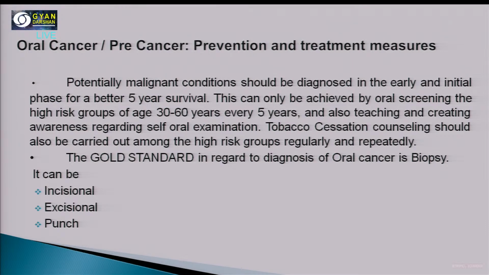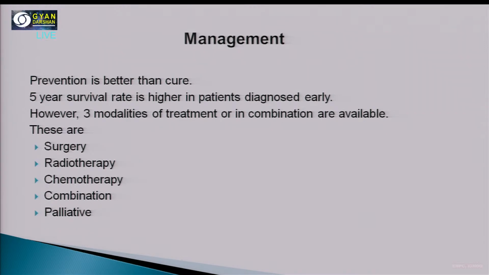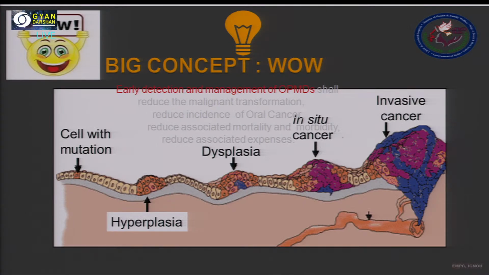But the gold standard for diagnosing any cancer remains biopsy, either incisional, excisional, or punch biopsy, by the oral healthcare professional, or for that matter the ENT colleagues or surgical colleagues. For the management part, as we talked about, for any oral disease, including cancer, prevention is certainly better than cure. For cancer to be managed, we require surgery, radiotherapy, chemotherapy, or a combination. Or if it has spread totally, then a palliative care approach is a must.